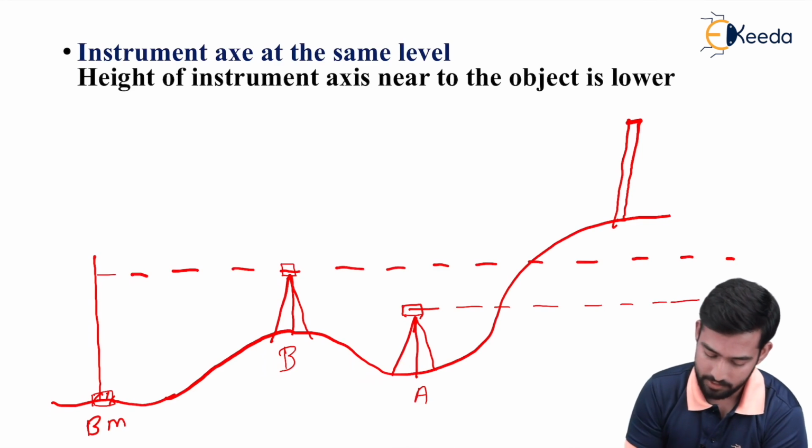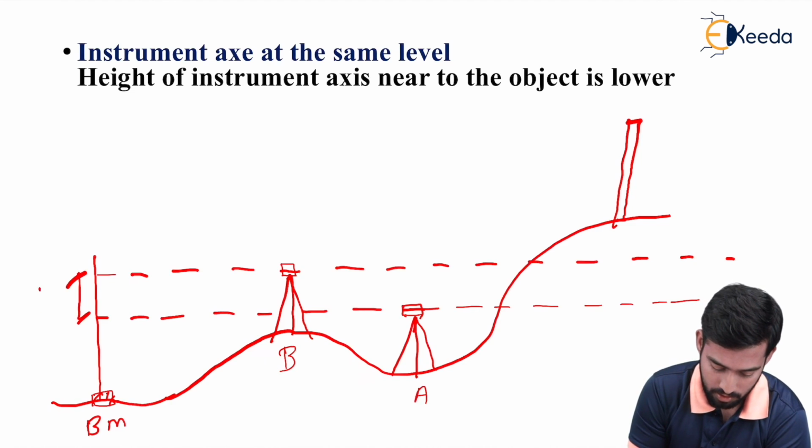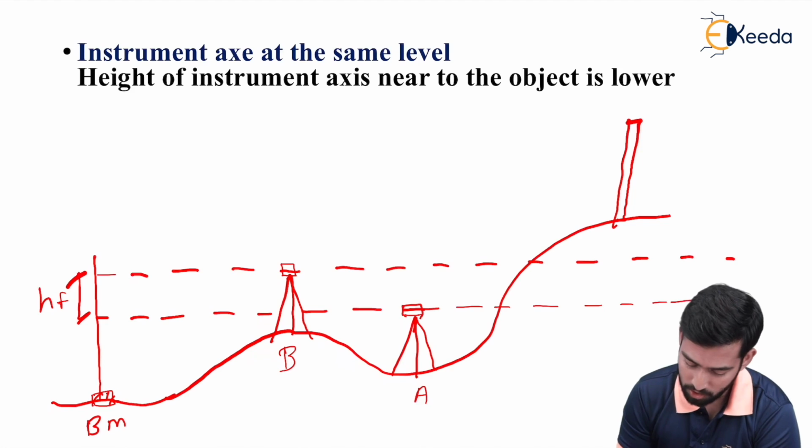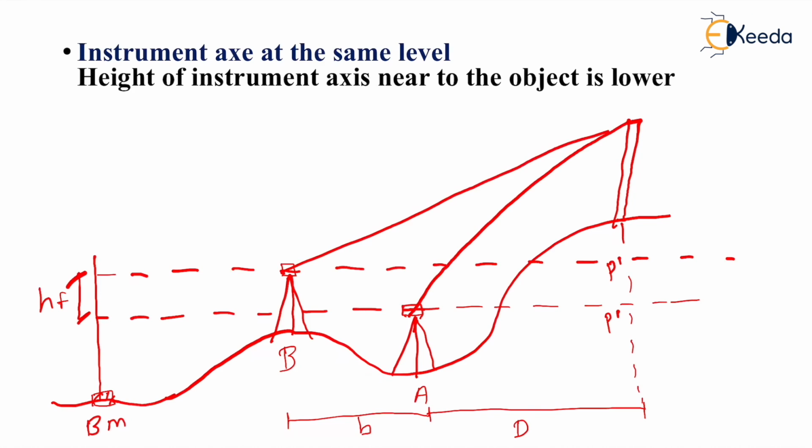So we can write it as, and the difference between these two is written as HF, the difference of height. Then the horizontal distance between B and A is small b, and the horizontal distance between A and the object base is taken as D. These points are P dash. Then, by knowing the vertical angles of the 2 points, taken as alpha 1 and alpha 2, the height from B will be h2 and the height from A will be h1.